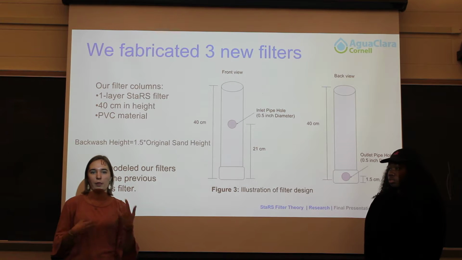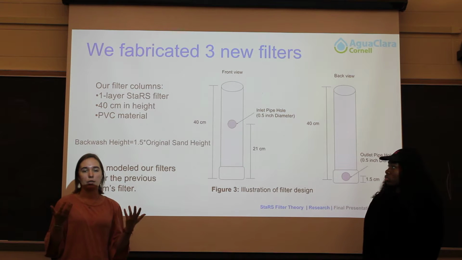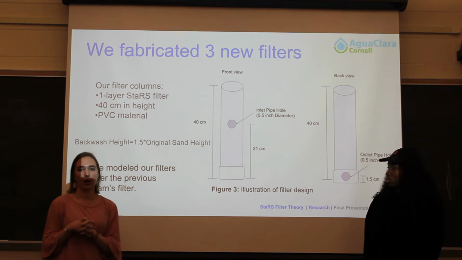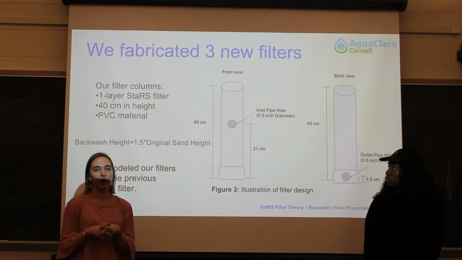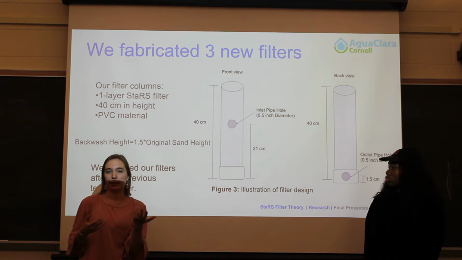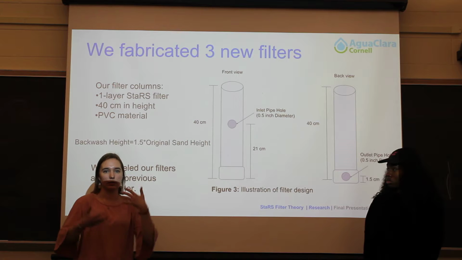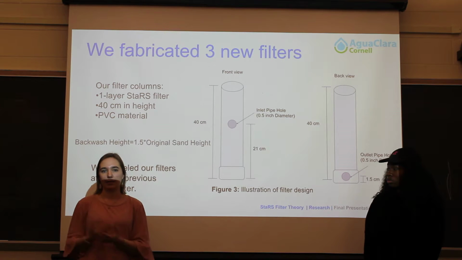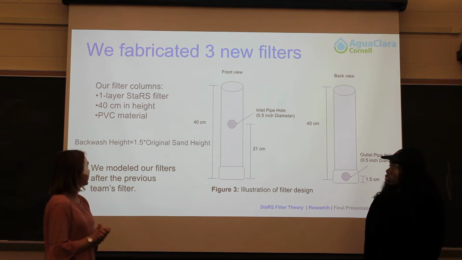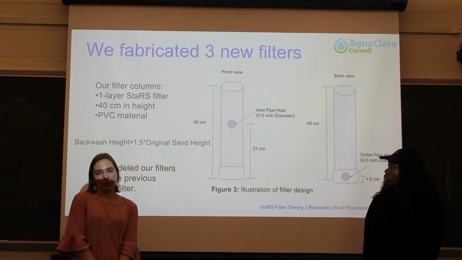So our plan for the 1-layer StaRS filters was to make them 20 centimeters in height, which means during backwash they become about 30 centimeters in height. Basically, we decided to make our filter columns 40 centimeters just to make sure we're on the safe side. Additionally, we made them out of PVC and we modeled them after our previous apparatus.